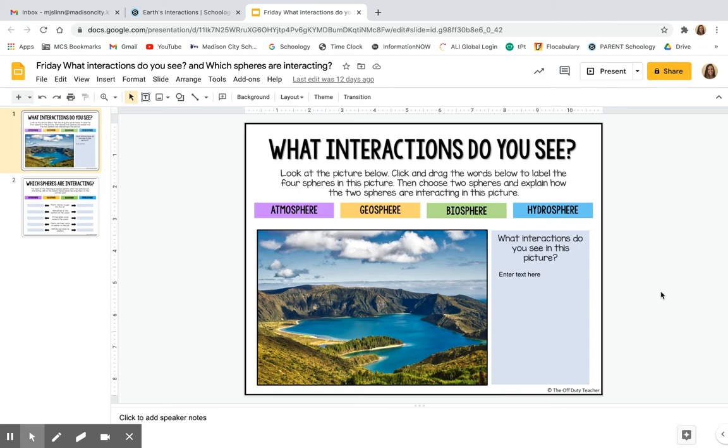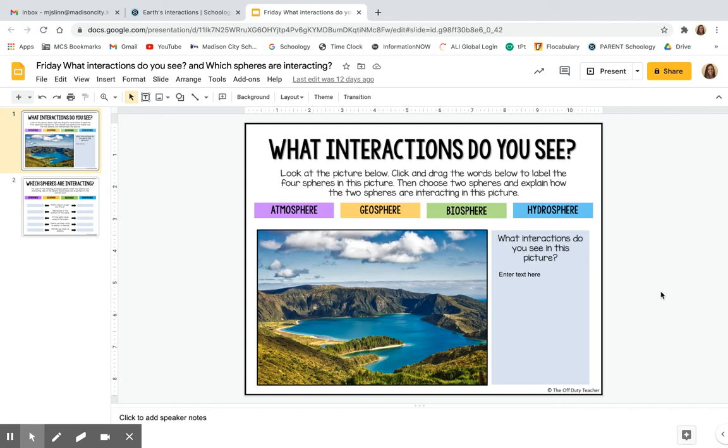Think about how the atmosphere and the hydrosphere seem to be interacting. Winds cause waves in the ocean. If you've ever been to the beach on a windy day, you know what I'm talking about. Winds can also cause major rainstorms and flooding.